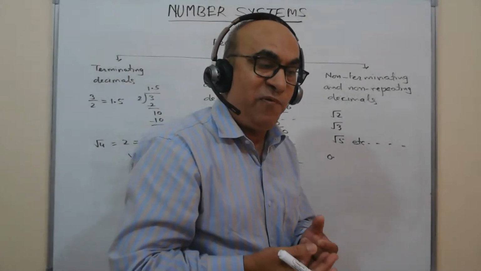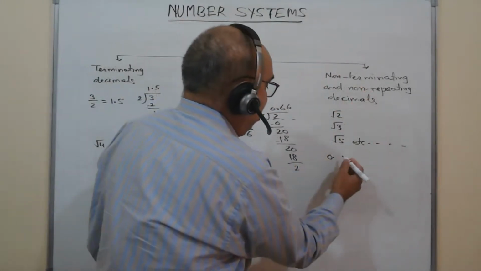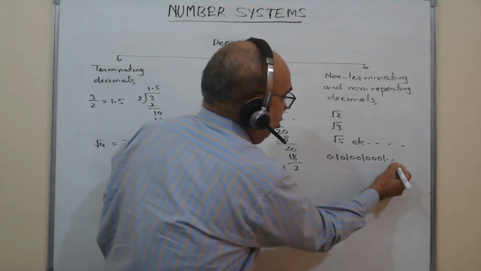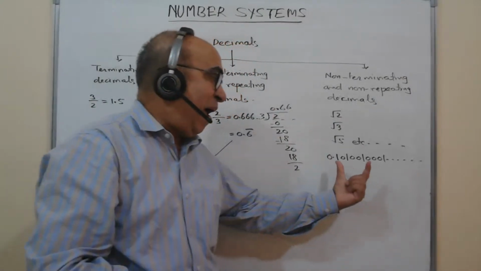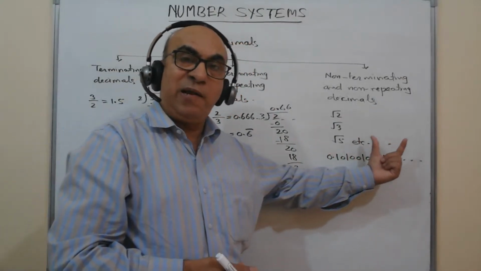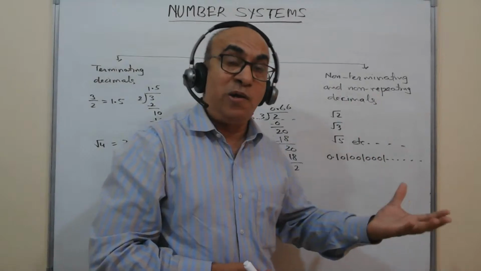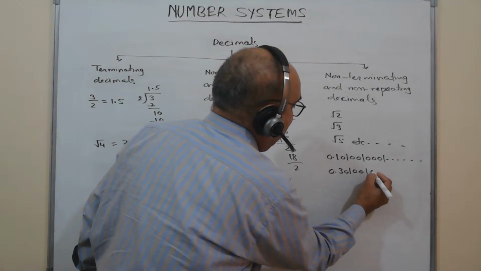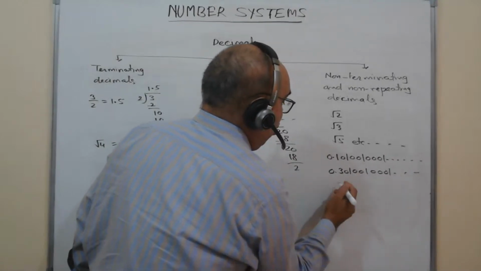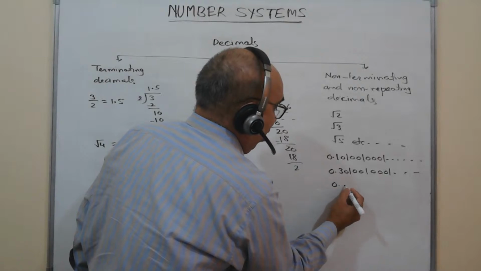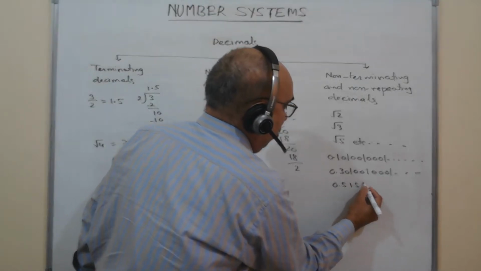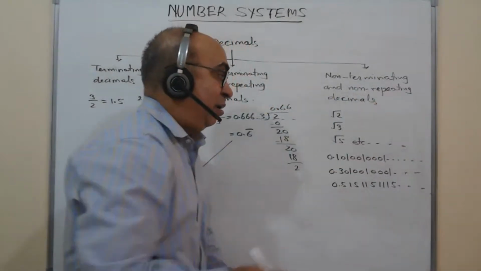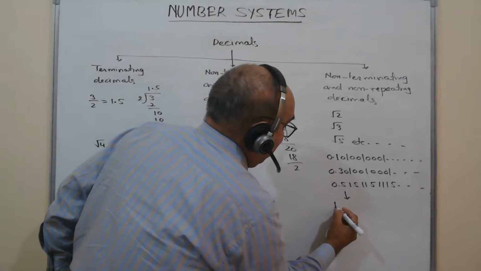How can we write an example for a non-terminating and non-repeating decimal? 0, then 2 zeros, then 3 zeros. It means zeros are increasing. So this is a pattern. In this pattern we are showing it is non-terminating, non-repeating. You can write here 3, then 0, then increasing 1s, or you can increase any digit like that, 0.5 1 5 1 1 5 1 1 1 5, and so on. Here 1 is increasing. These are called irrational numbers.